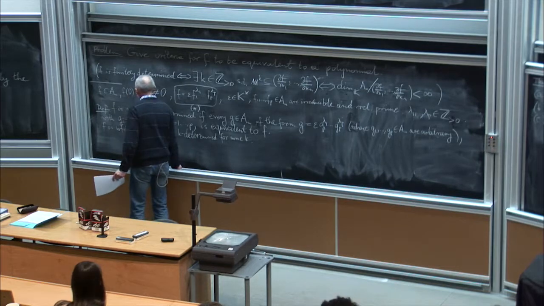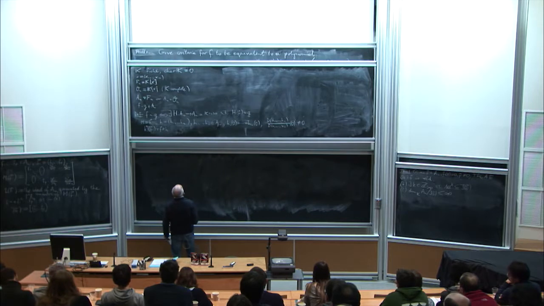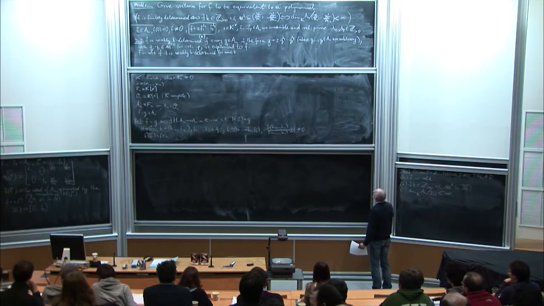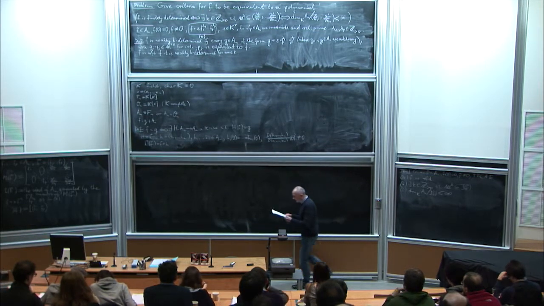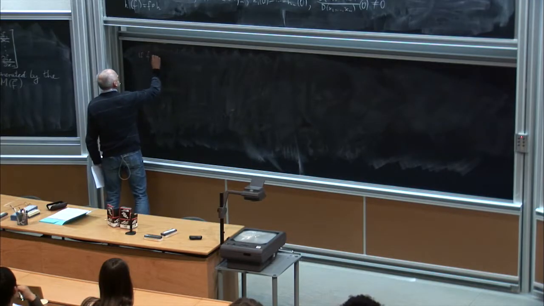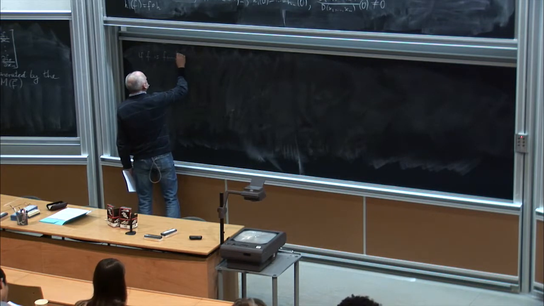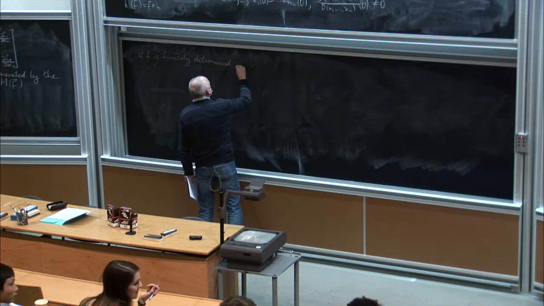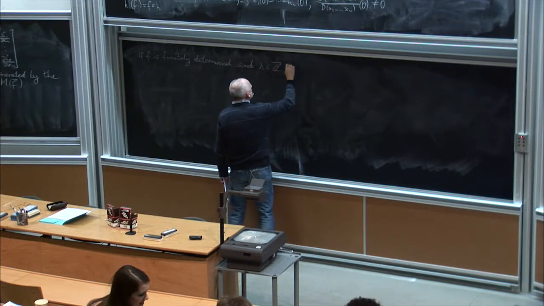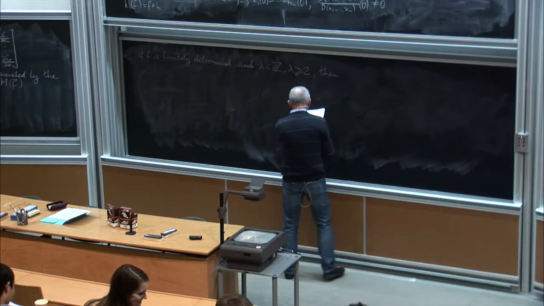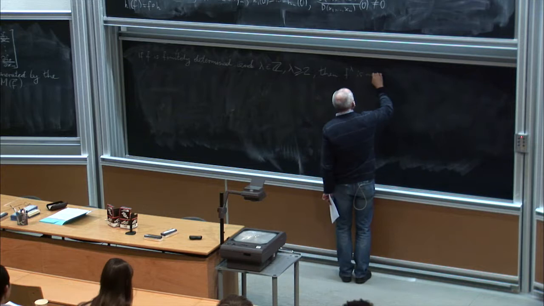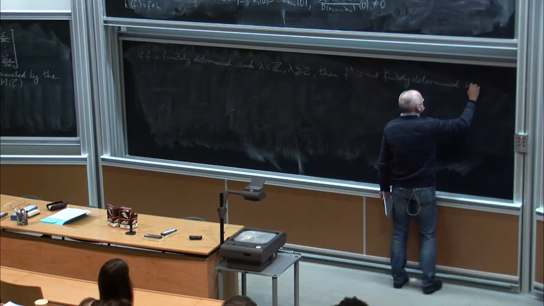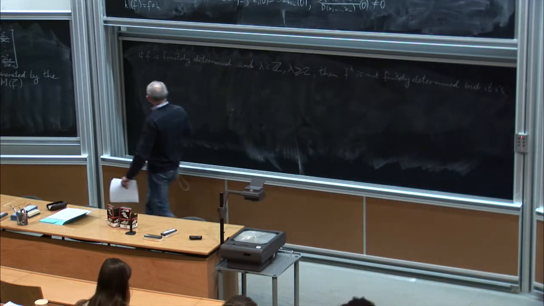I will write it down, although it is also fairly trivial. If F is finitely determined, and lambda is an integer greater than or equal to 2, then F to the power lambda is not finitely determined. But it is weakly finitely determined.